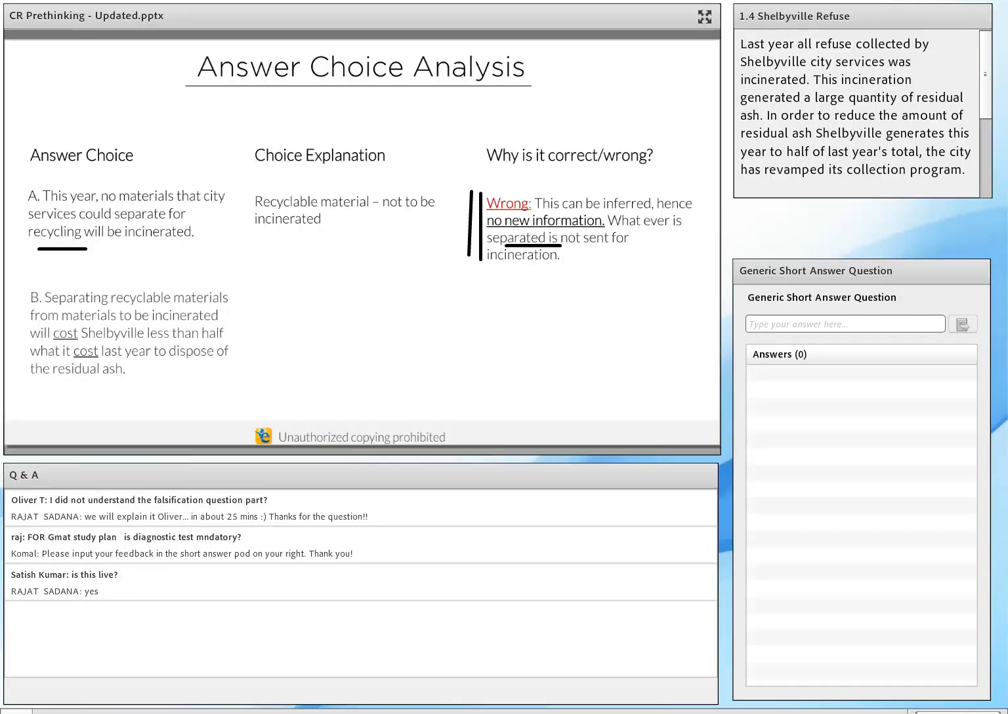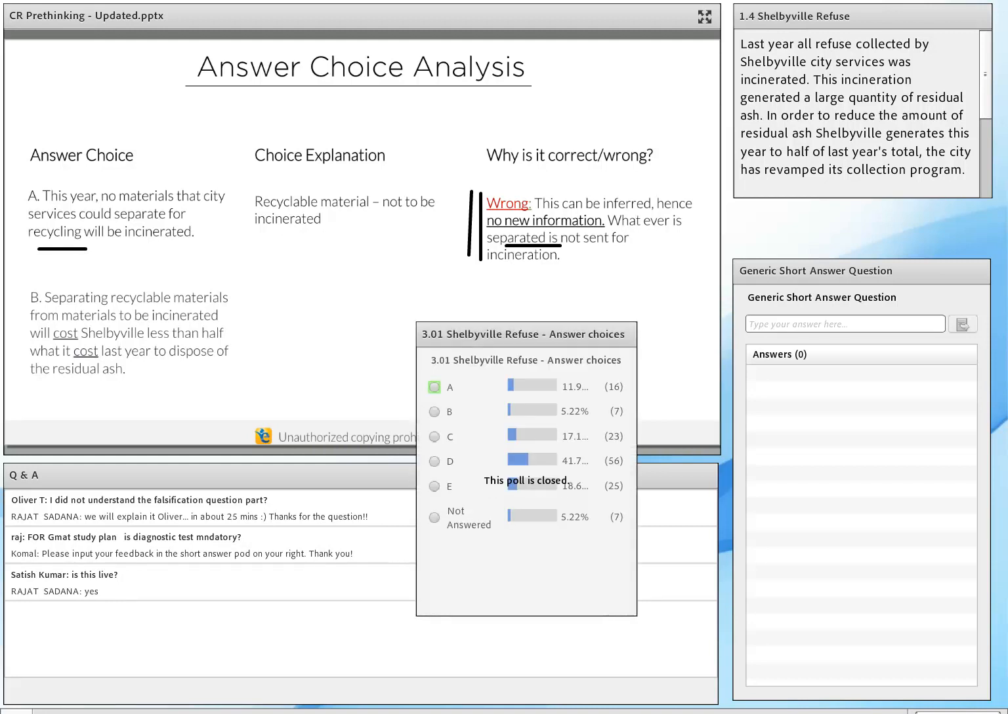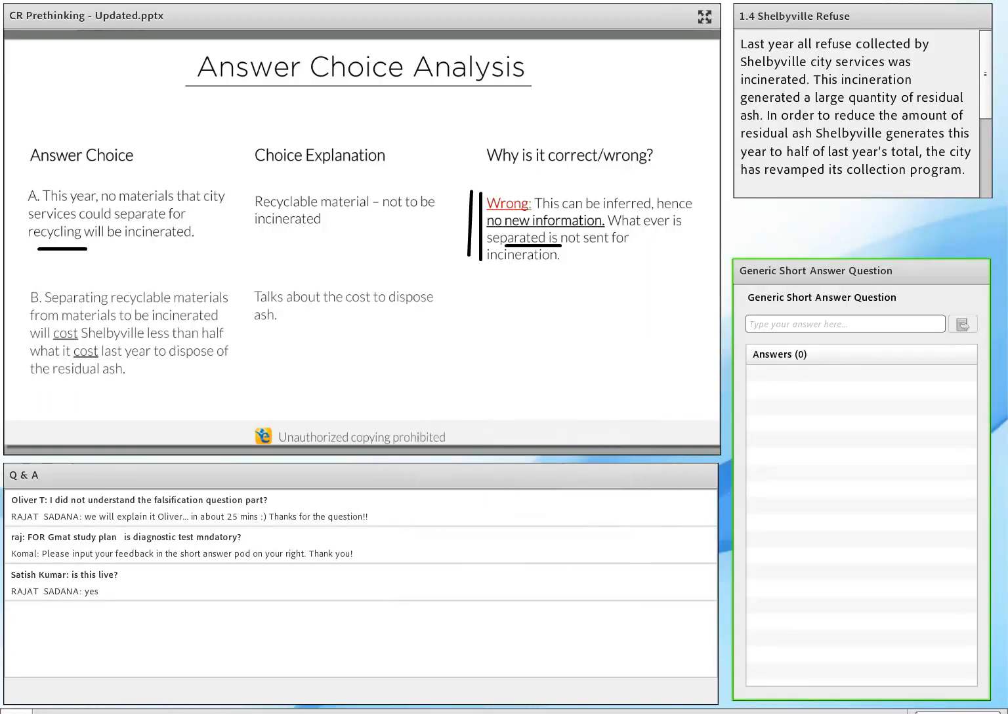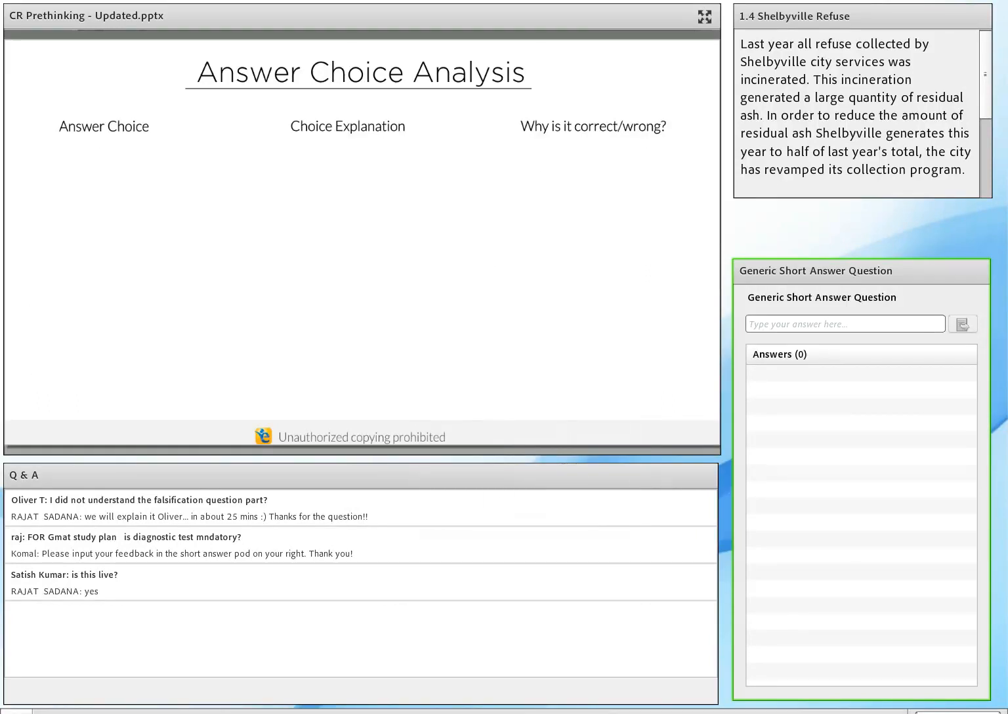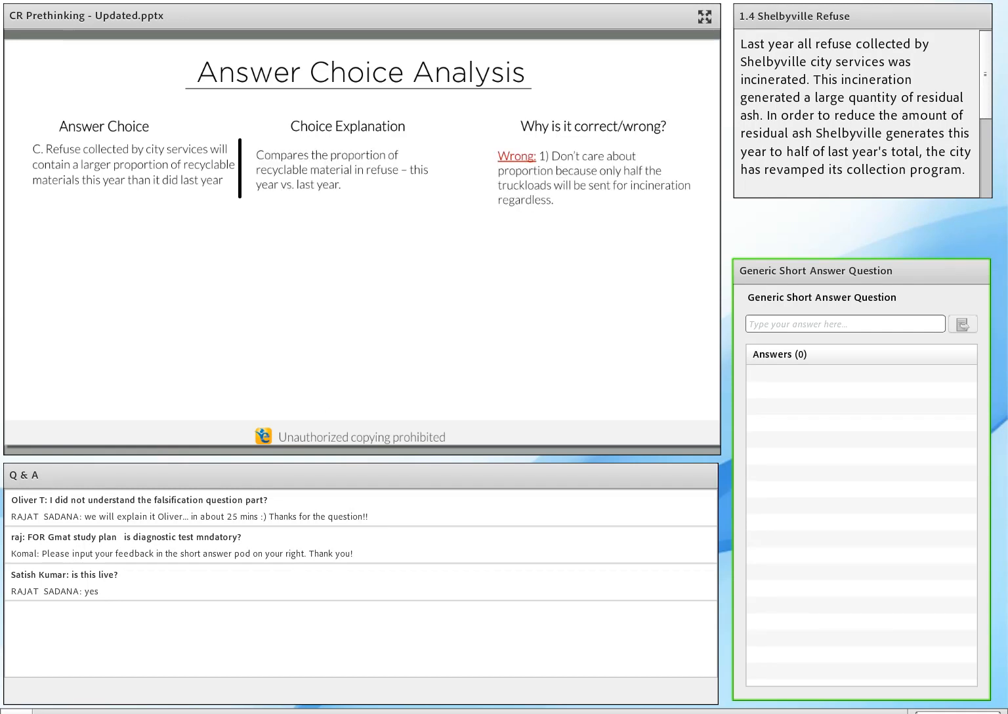Okay. Now, choice B talks about the costs. Here is the poll over here. You guys can really see this. Very few of you chose choice B because cost is not a problem over here. Choice C talks about the proportion of recyclable materials. And again, it's irrelevant. Why? Because we are only going to send half as many truckloads for incineration. So everything else is completely irrelevant over here, because we only generate ash when you incinerate something, and we are told that we are only going to get half as many truckloads. We're taking that as a fact.